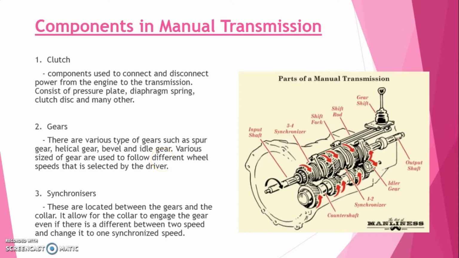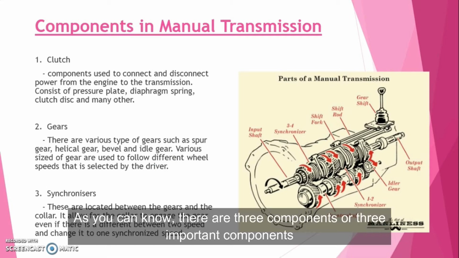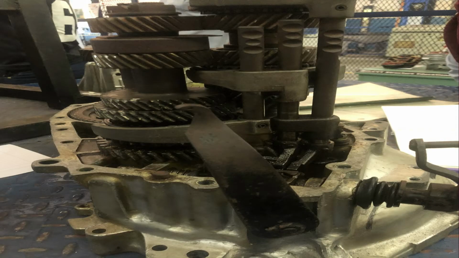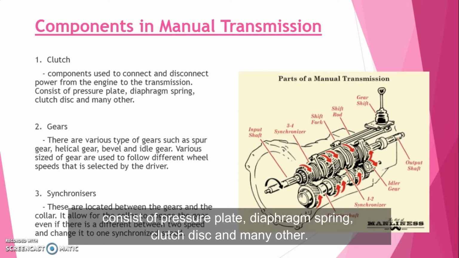Okay, today I will brief about component in manual transmission. As we can know, there are three important components in the manual transmission, which are clutch, gear and synchronizer. As we can know, clutch is to connect and disconnect power from the engine to the transmission. It consists of pressure plate, diaphragm spring, clutch disc and many others.